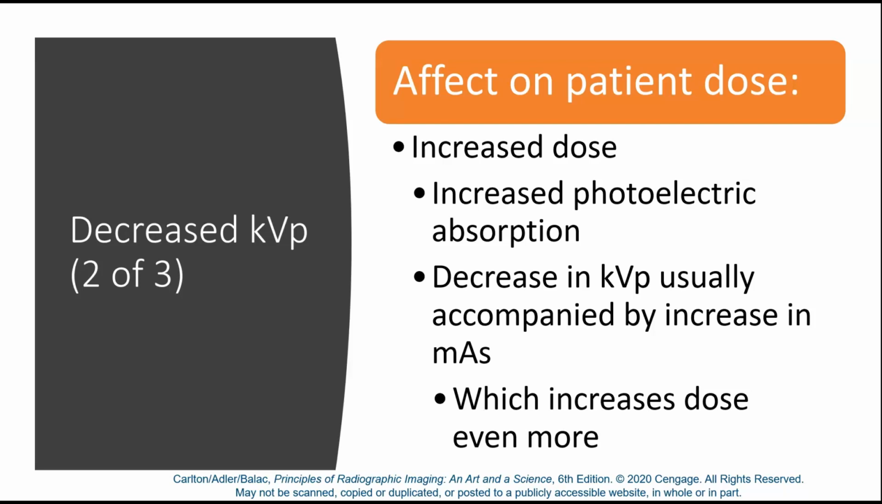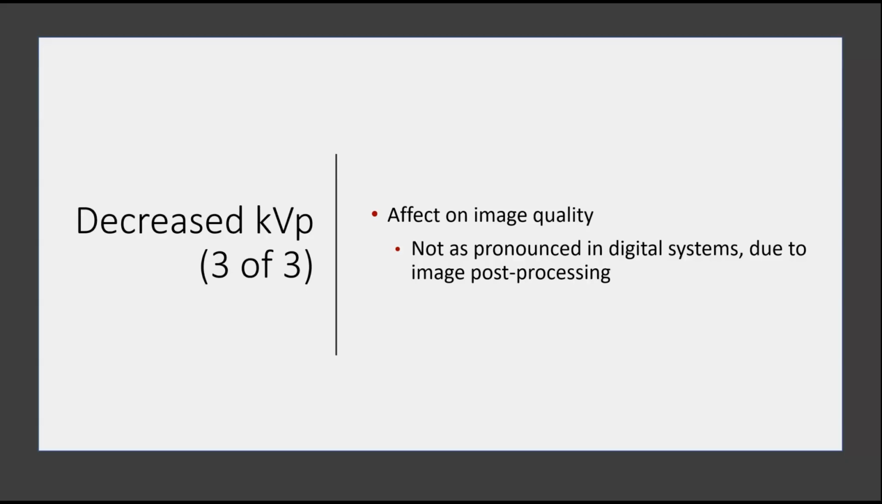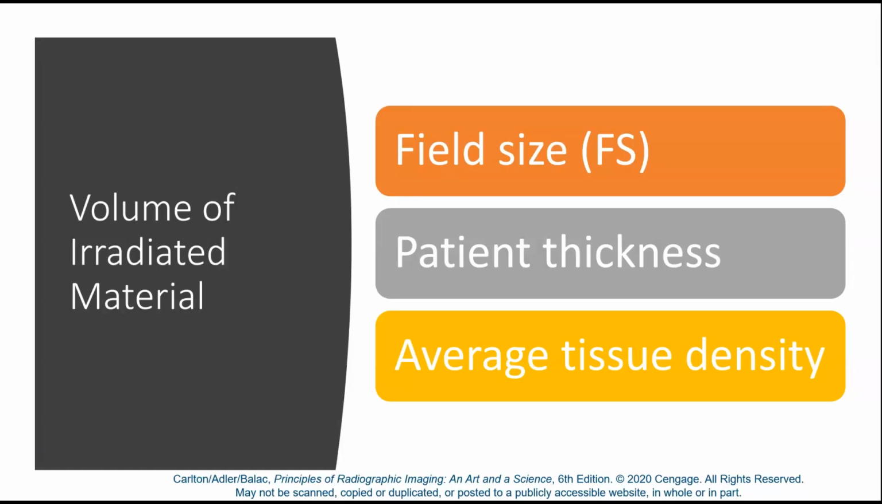We set the kVp based on the body part, okay? So if we increase our mAs, naturally we're increasing our patient dose. So the effect on image quality, once again, is not as noticeable due to post-processing, okay? So we can play with our kVp and our mAs and not see the effects like we would when we used film back in the old days.